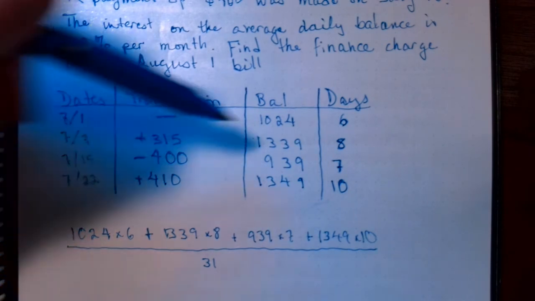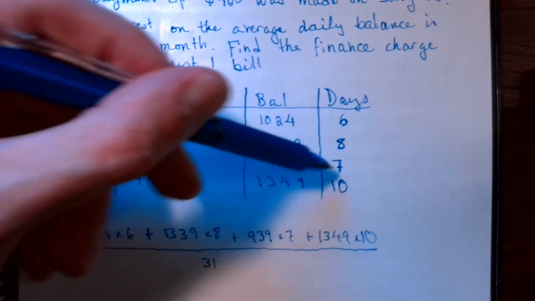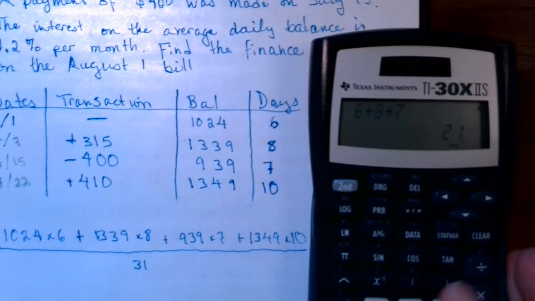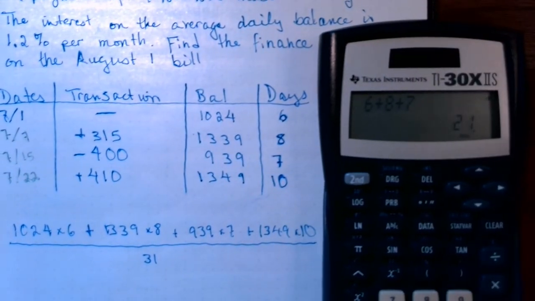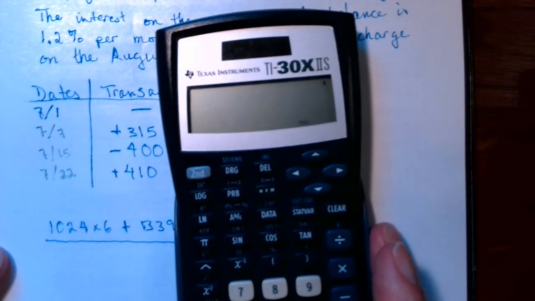So take this times this, this times this, this times this, this times this. Add all those up, then divide by 31. Let me do that calculation right here. Let me clear out the calculator, and make sure we can see what I'm doing.